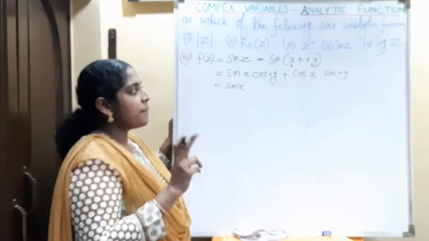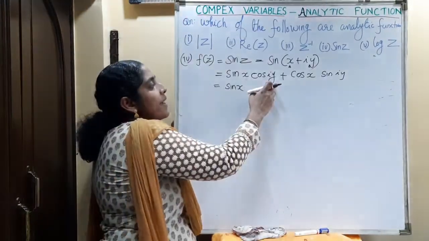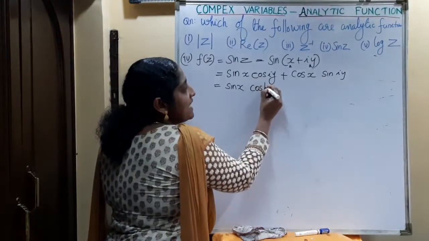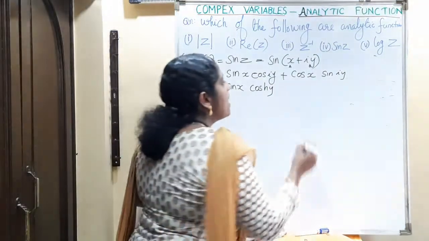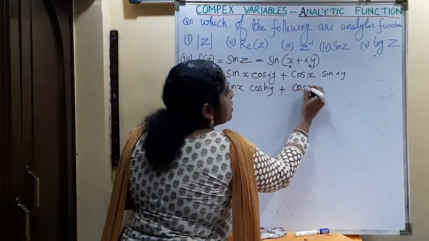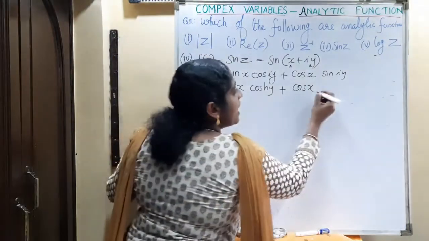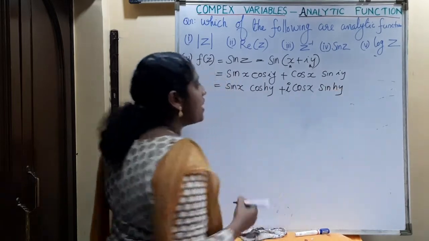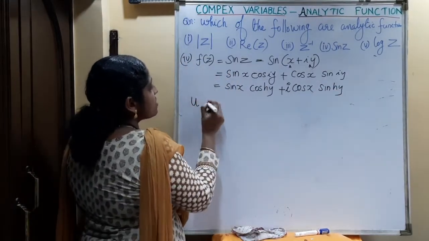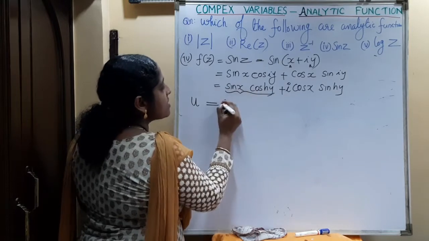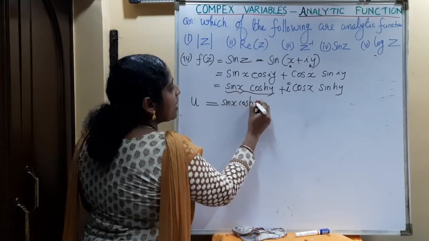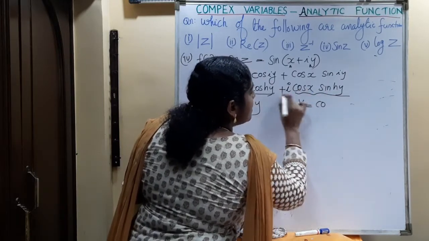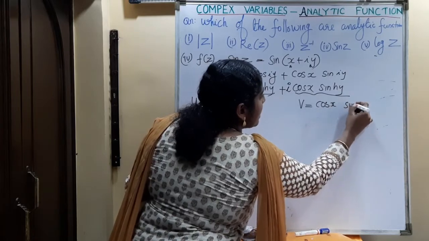If there is an i term, a complex term with the variable, then the hyperbolic concept comes. What is cos iy? Cos iy is cosh y, plus cos x into sin iy. What is sin iy? i sinh y. That is here i comes and sinh y. Okay, so what we are getting, this function, the real part is u equal to sin x cosh y, and the imaginary part v is equal to, the term with this i, that is cos x sinh y.